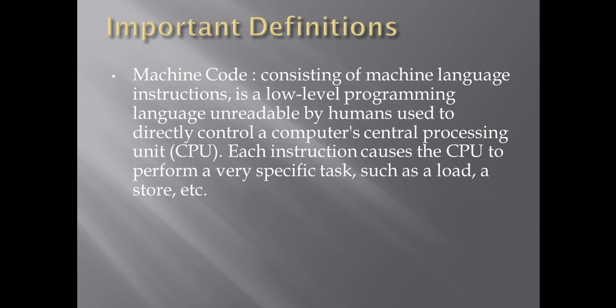What is machine code? Machine code consists of machine language instructions, which is a low-level programming language, unreadable by humans. Humans cannot understand it. It is used to directly control the CPU of a computer, and each instruction causes the CPU to perform a specific task, for example, a load or store task. Note that this machine code is unreadable by humans. It only consists of zeros and ones. Only computers can understand it.